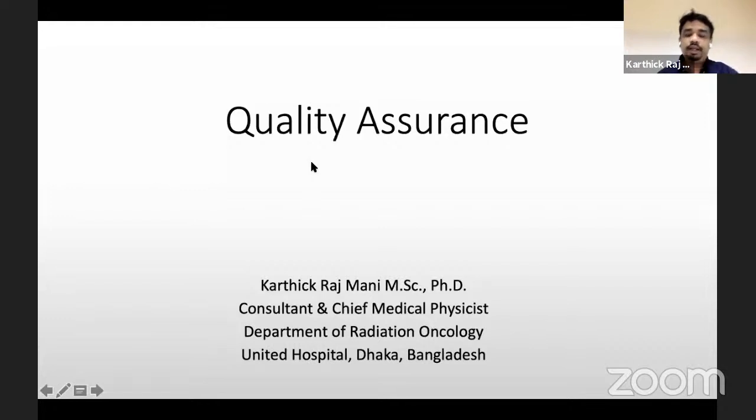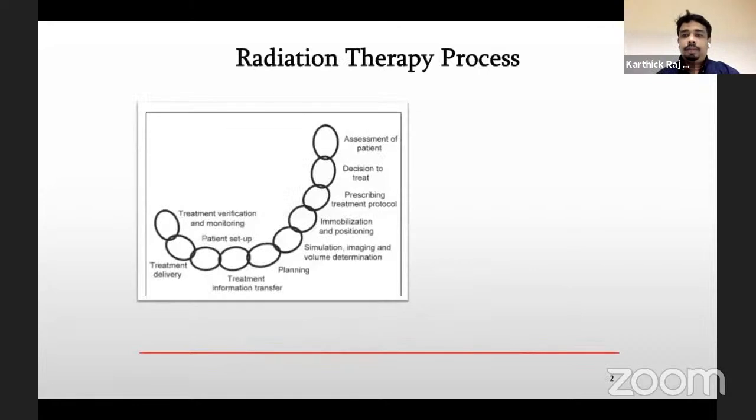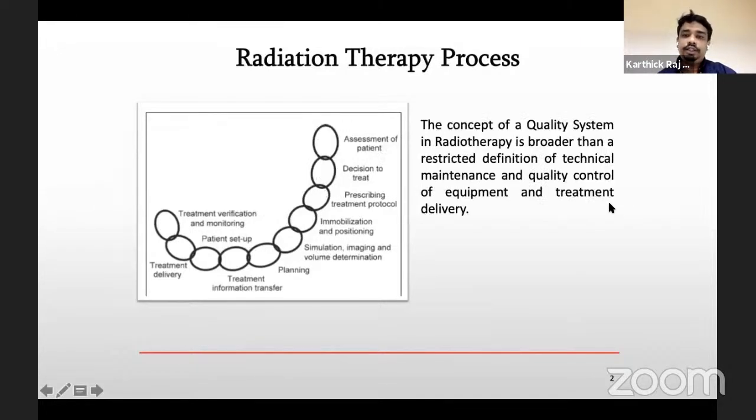Okay, just so you know, today my topic is going to be on quality assurance. Radiotherapy treatment process is a chain process, so every step is important. Starting from assessment of the patient, admission to treat, prescribing the treatment protocols, immobilization, treatment delivery, up to the treatment follow up. The concept of quality system in radiotherapy is broader than the restricted definition of technical maintenance and quality control of equipment.